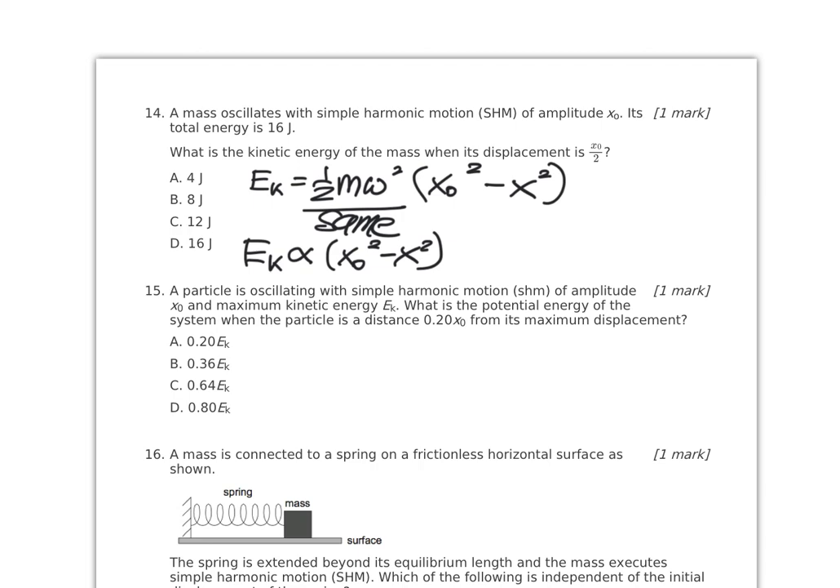So you have to think about whether the changes you're making to the system would affect the period. This says it's a mass oscillating. It doesn't actually say what type of system it is, but let's just say that it's a mass-spring. If you were changing the mass of the mass-spring system, that would affect the period and thus the angular speed. Or if you had a simple pendulum and you changed the length, that would affect the period and that would affect the angular speed.